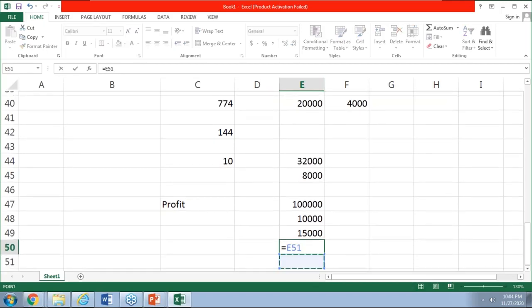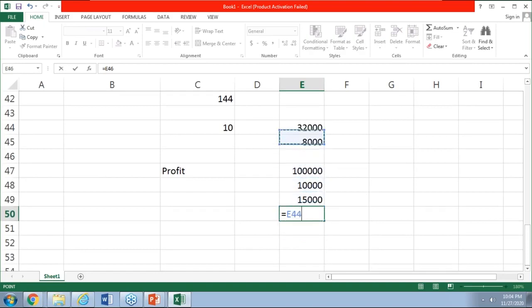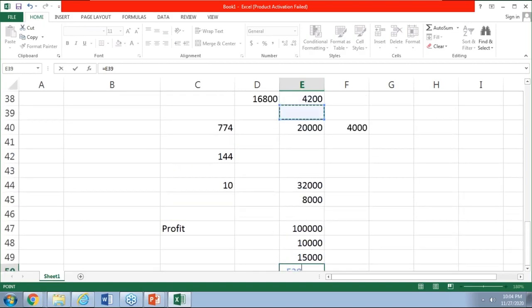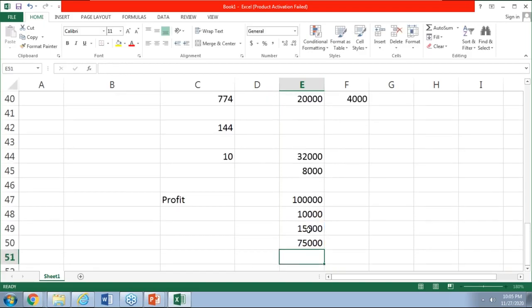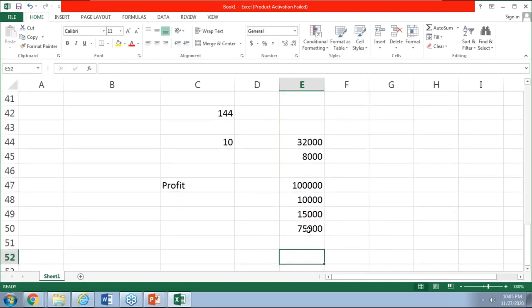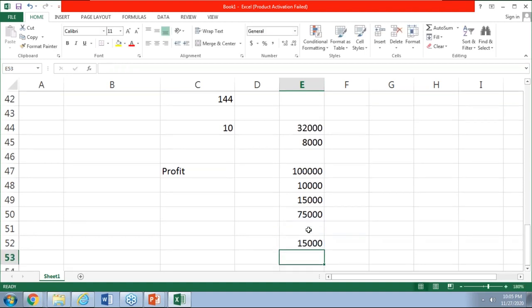So when you subtract these two figures, this one minus this one, we get the value, and we take 20% share for NCI. The amount will be 15,000. Is it clear?